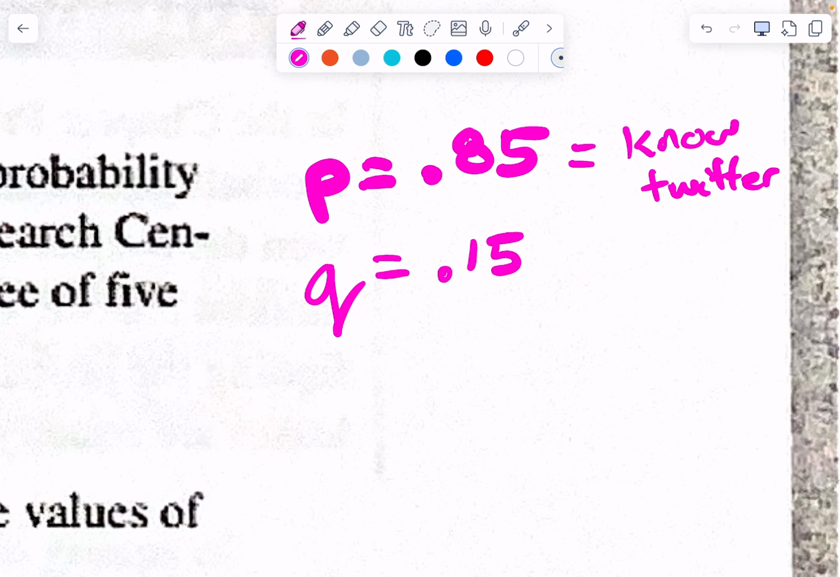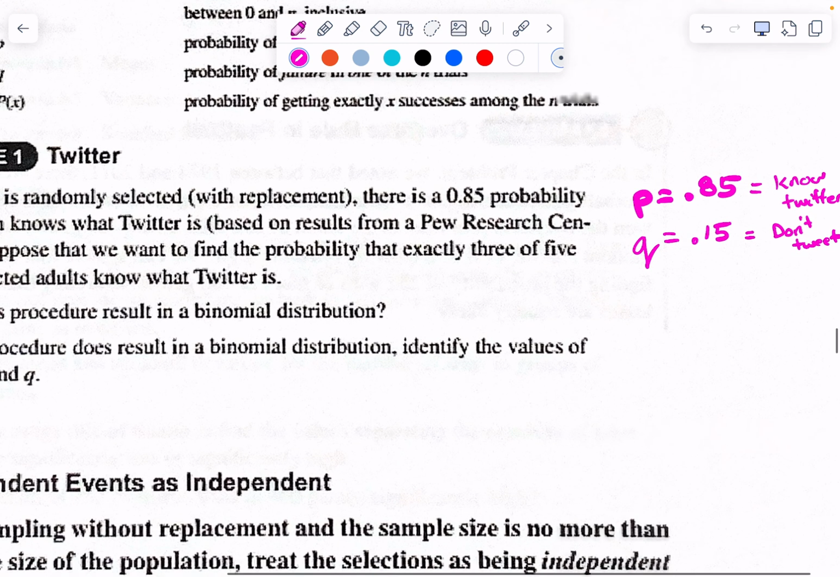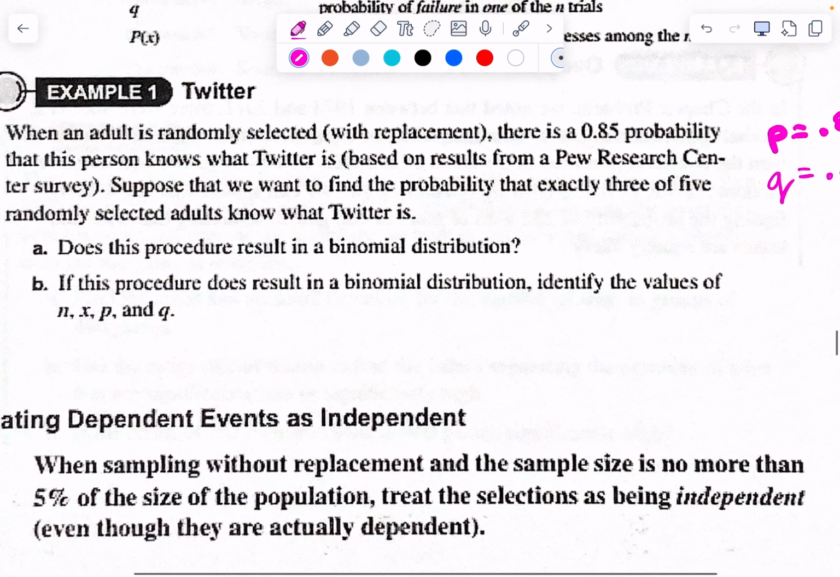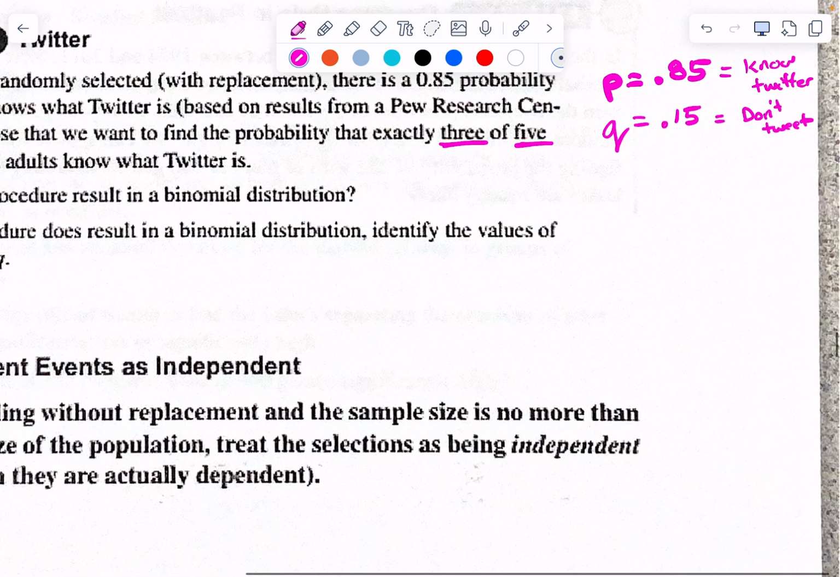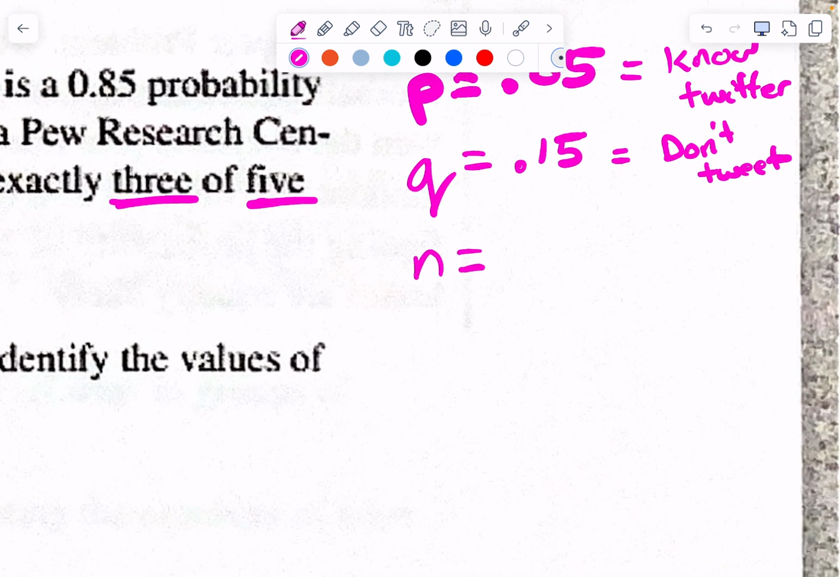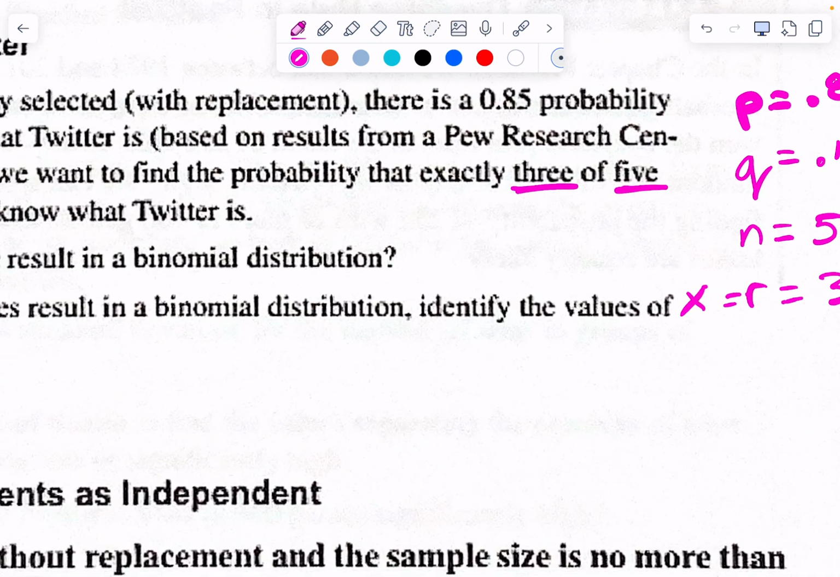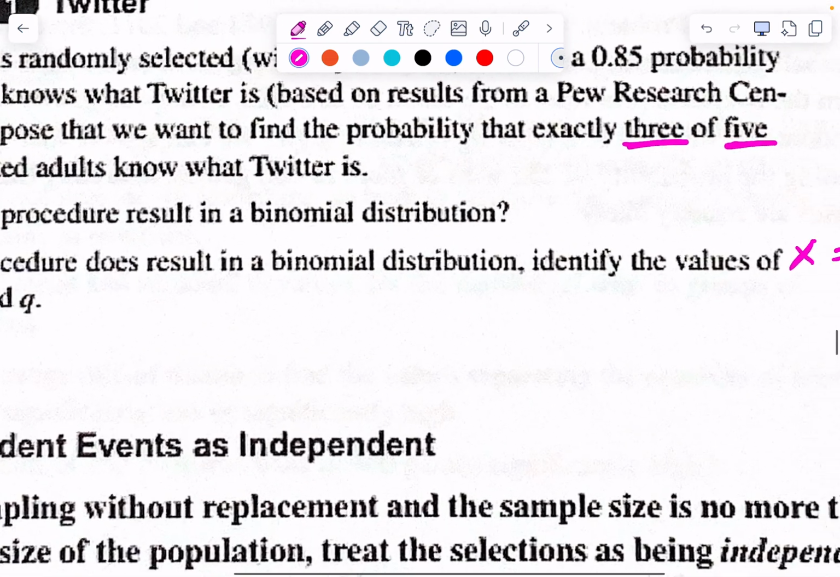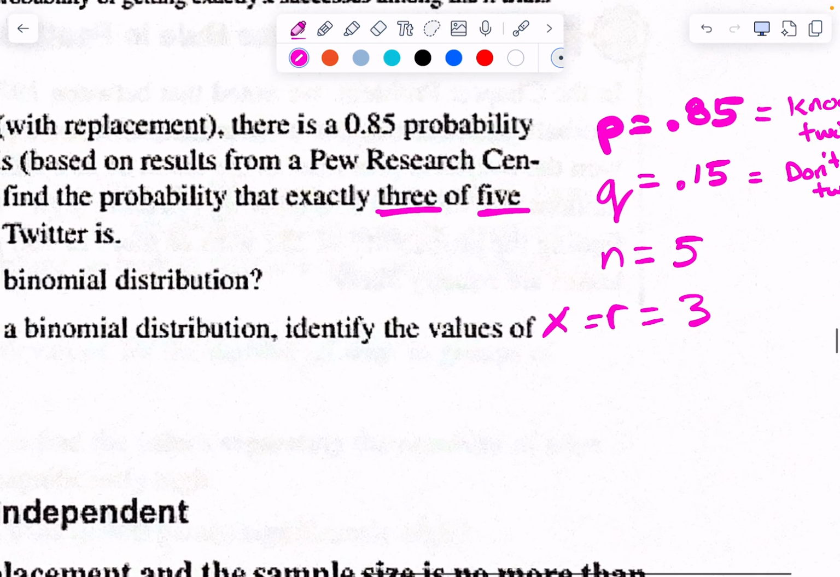0.15, because those have to add up to 100%. So either we know Twitter or we don't know Twitter. Okay? All right, no Twitter, don't know Twitter. Suppose that we want to find the probability that exactly 3 of 5 randomly selected know what Twitter is. So what is N? 5. What is R? 3. They also call this X instead. Whatever. Okay. Does this result in a binomial probability?